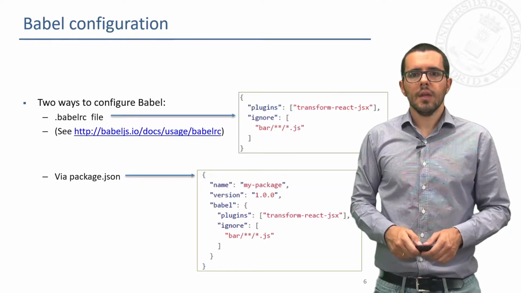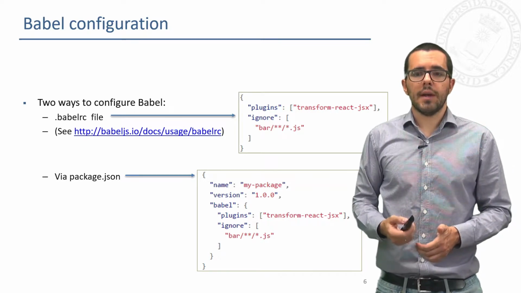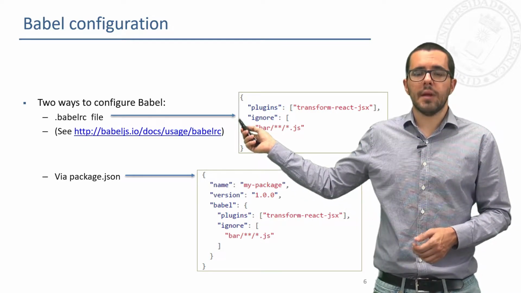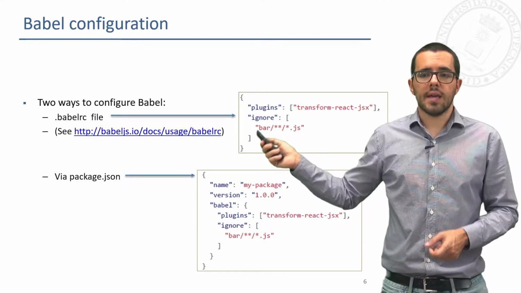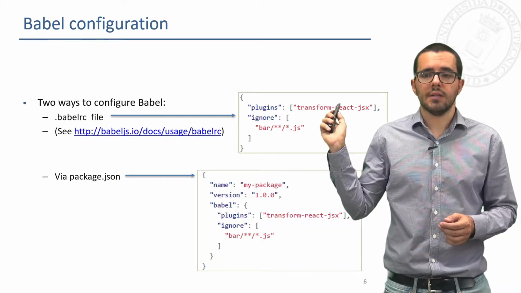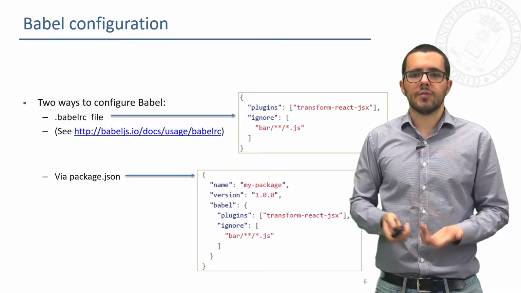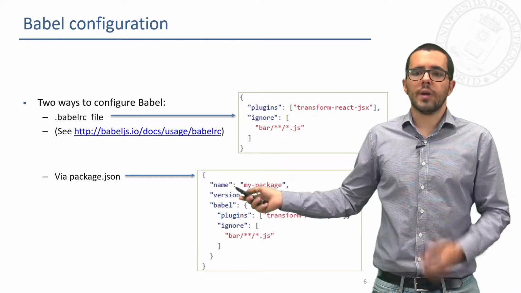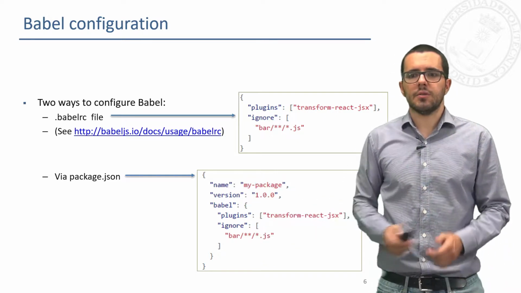Okay? How do we configure Babel? We have a .babelrc file where we tell Babel the plugins that will be used, for example, to transform React, because Babel does many other kinds of transformations, or we can configure it in the package.json.